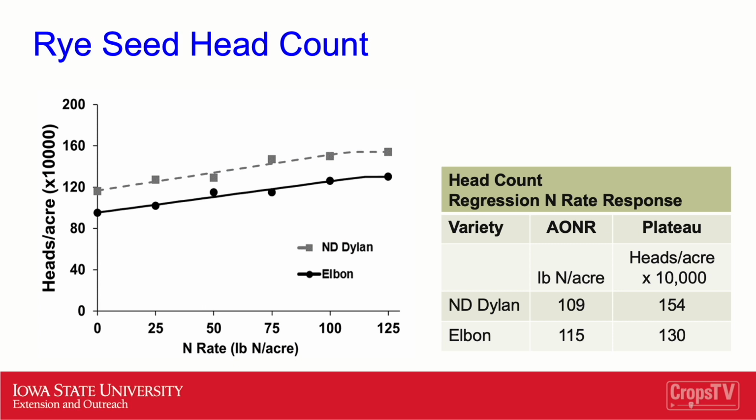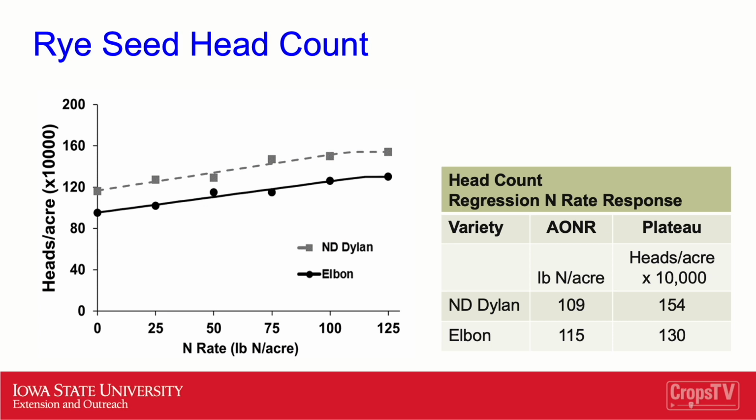I have several slides here that are set up in a similar fashion. We have a graphic on the left that gives the response to nitrogen application rate, and then the table on the right gives the point where we reach what we call the agronomic optimum N rate. That's what AONR stands for. And then also where the response plateaued out, in this case heads per acre, and where we maximized the number of heads per acre.